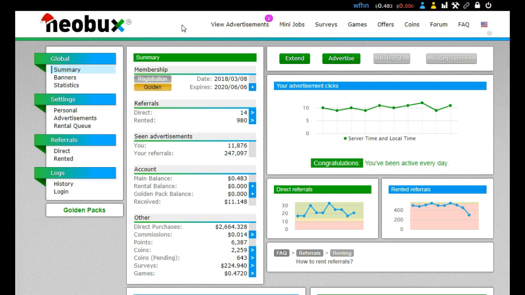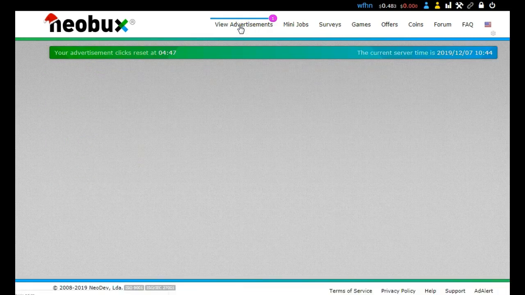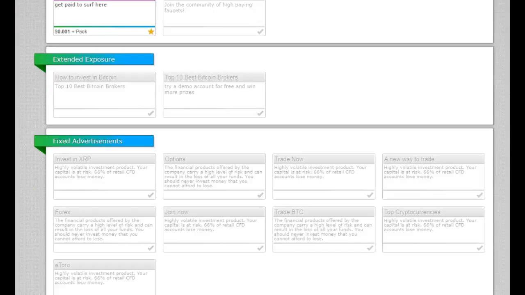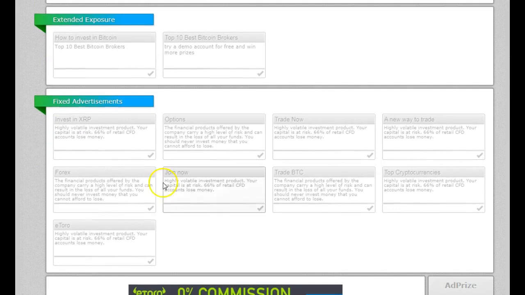Let me start with the basics then, and that is basically the view advertisements section. As you can see just at the top here, there is a little coloured circle with a 1 in it, which means that there is currently 1 paid ad available on my account. That's because I have already done all of my ad clicks. You can see all of the greyed out boxes with the little ticks. Those are all adverts that I have already clicked on.